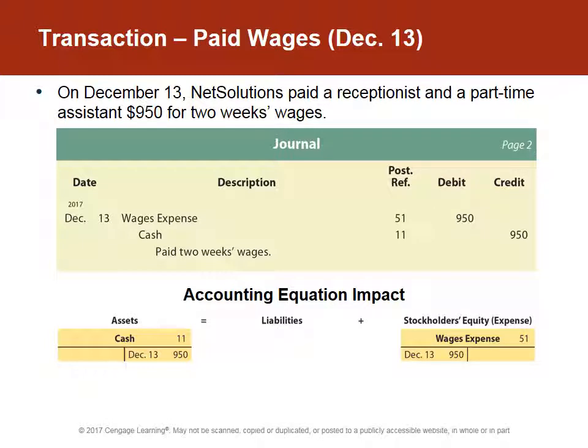Paid the receptionist and a part-time assistant their wages. Credit cash, debit wage expense. Notice that debits generally come first in a transaction, and you will be able to see that more clearly when you do your homework, where it's a guided homework and it gives you the template and you can see that the debits will always come first.